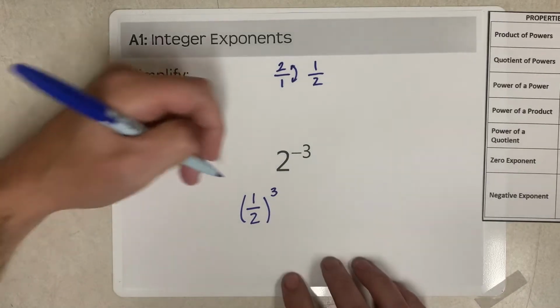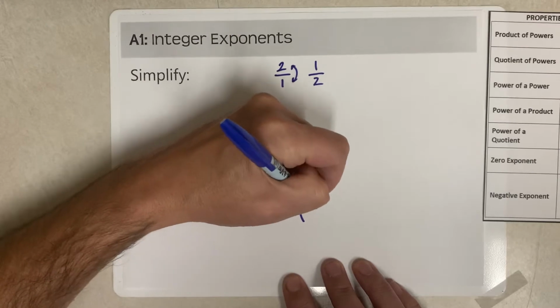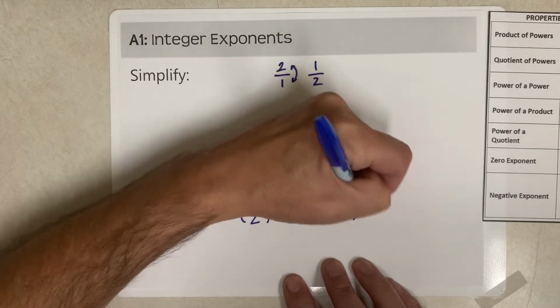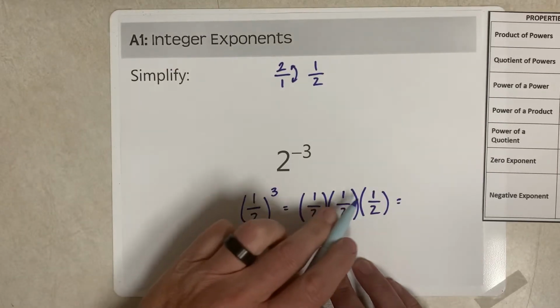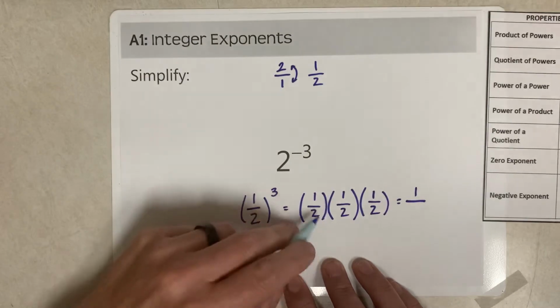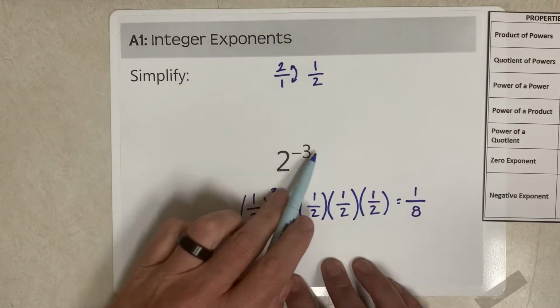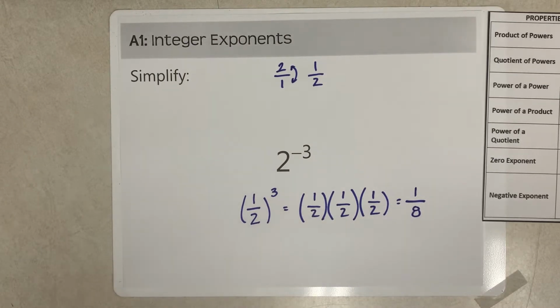They're flippers. Now, there's a couple ways we could do this. I'm going to choose this way, 1/2 times 1/2 times another 1/2, because that's actually what's happening here. 1 times 1 times 1 is 1. 2 times 2 times 2 is 8. And so 2 to the negative 3 exponent, negative 3 power, is equal to 1/8.